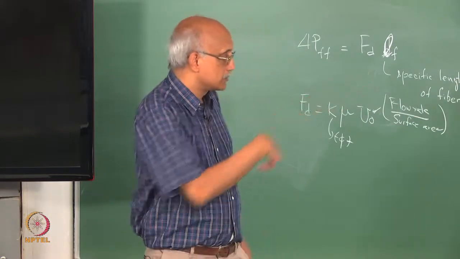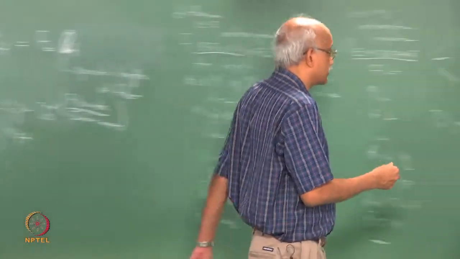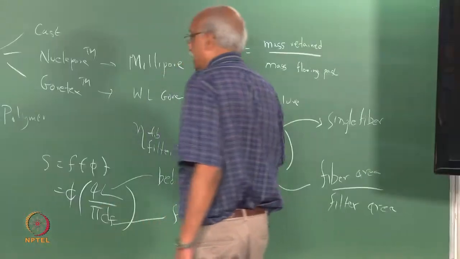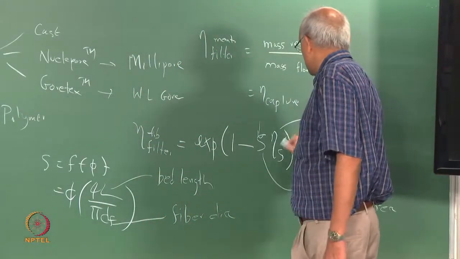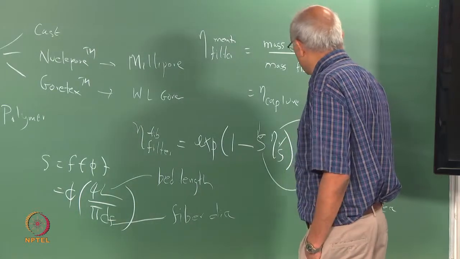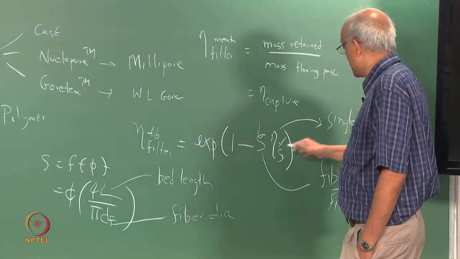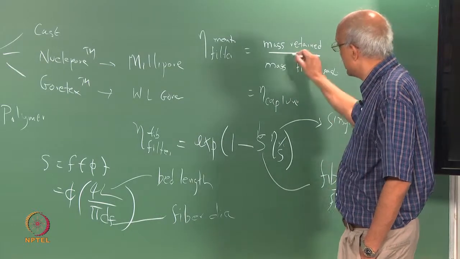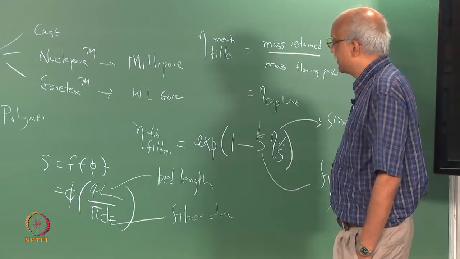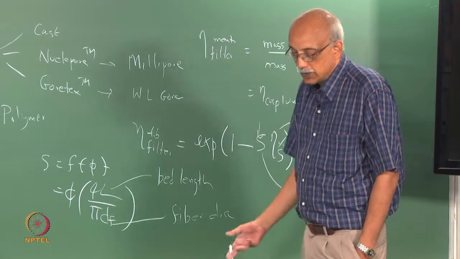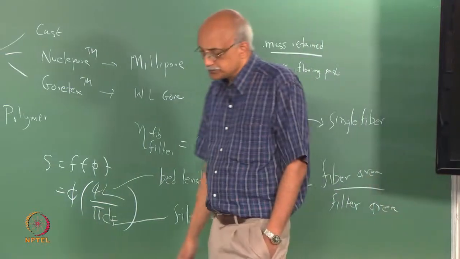Now, let us look at this. So far we have been talking about this parameter S and the delta P parameter. How about this eta S? Well, eta S, which is the single fiber collection efficiency, in many ways is similar to the collection efficiency of a membrane filter.